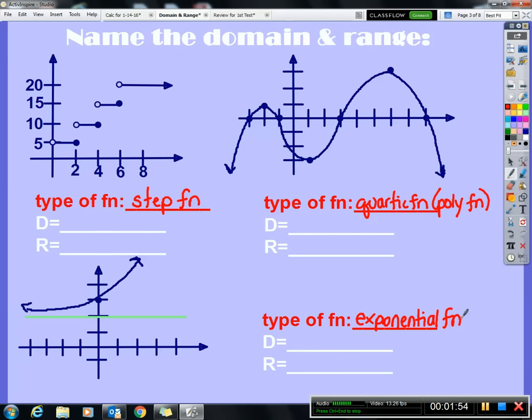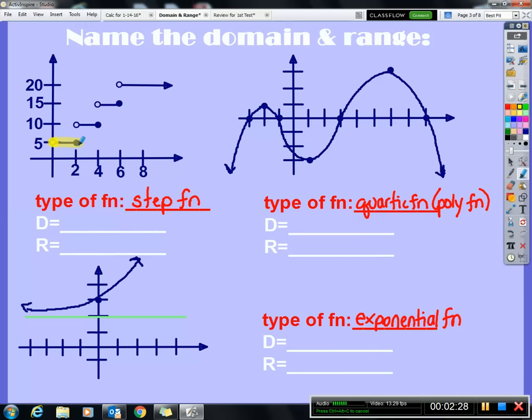So, when you're looking at domain, what you want to do is begin tracing the graph from left to right. And so, on the step function, when I trace from the left, I notice the graph starts here, and it goes continuously from x equals 0, but not including 0, all the way to x equals 2. And every point is covered from 0 to 2. Well, the graph is discontinuous.